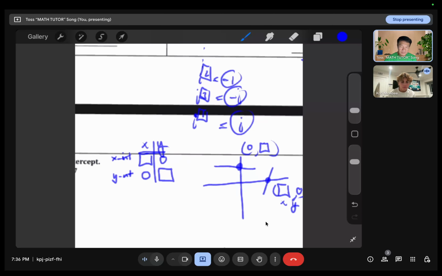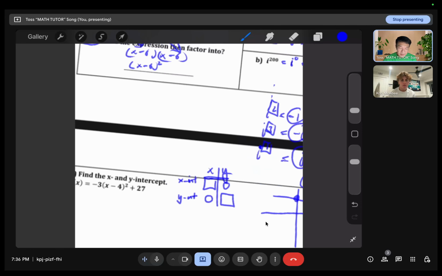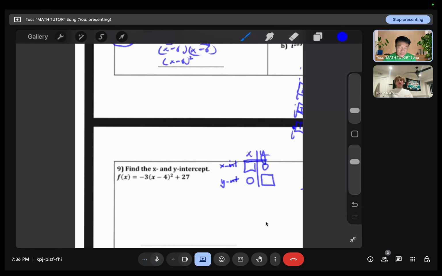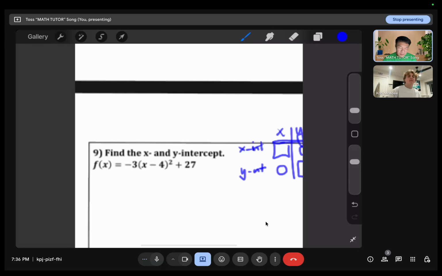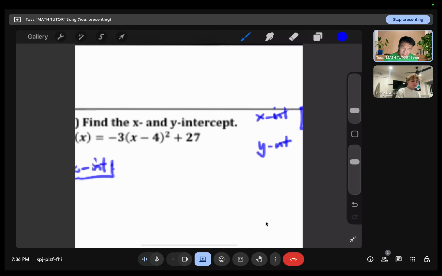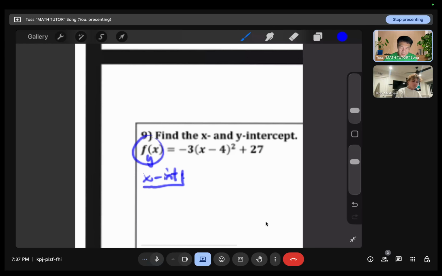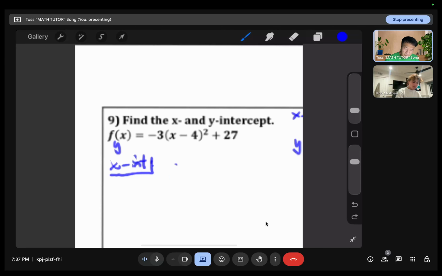And then when you solve, for example, they ask you to find the x-intercept. So the x-intercept means that your y must be 0, and then solve for x. So let's do that. So do x-intercept first. So you substitute y. Don't forget your f of x is your y. So your y is f of x. So therefore make it 0 and then solve for x.